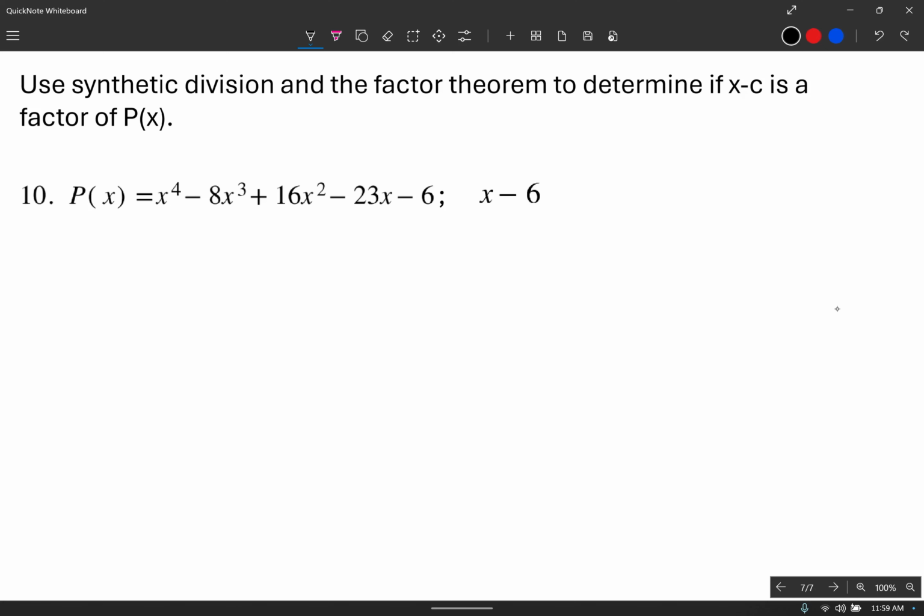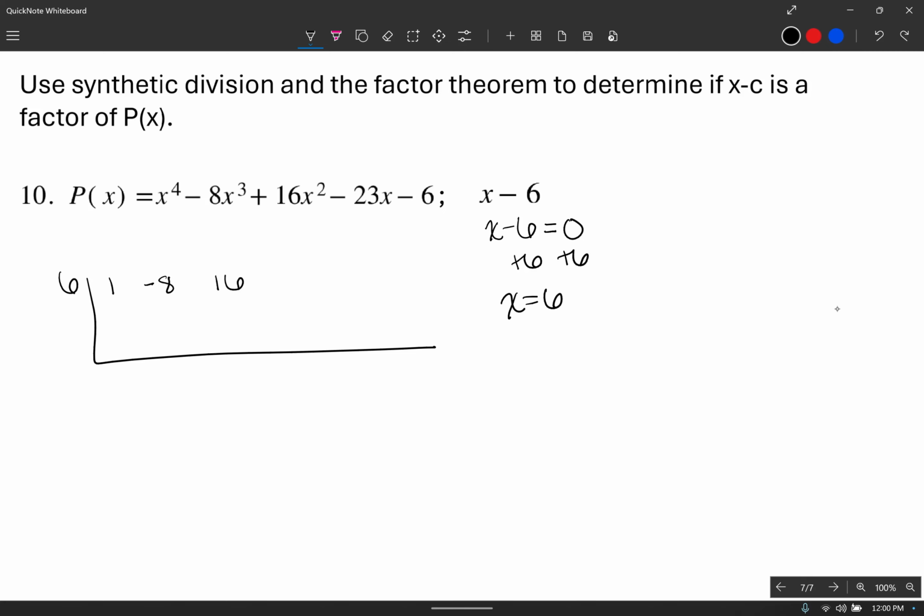All right, now we're going to use synthetic division and the factor theorem to determine if our linear factor is a factor of p of x. So to prove that, I'm just going to set my binomial here equal to 0 to get that number that's going to go on the outside. So I know that 6 is going on the outside. I'm not missing any terms. I have an x to the fourth, and then after that I have x to the third, x to the second, x, and then no x. So I have 1, negative 8, 16, negative 23, and negative 6.